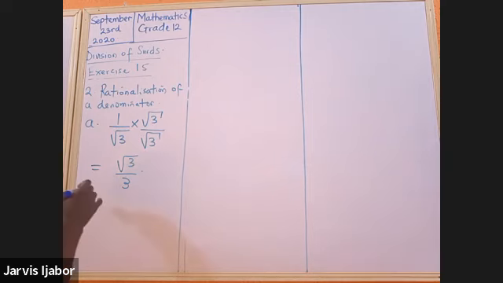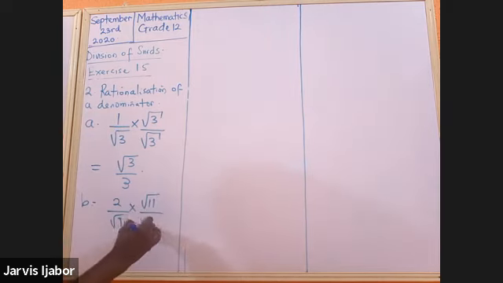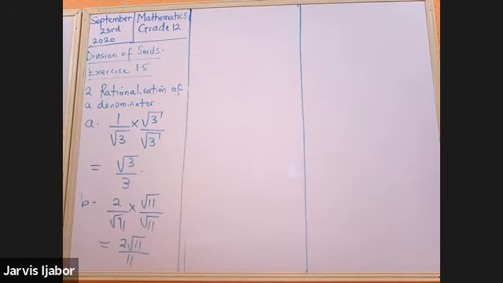Let's look at question B. In B, it is 2 over root 11. The same approach. And that will be 2 root 11 over 11. I see it's very straightforward. So I will leave you to try your hands on some other questions.